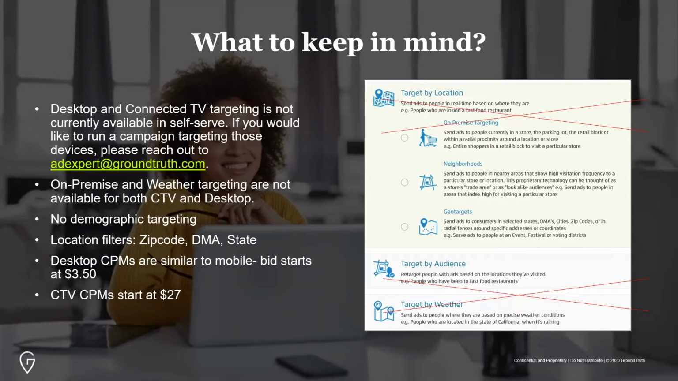On CTV and desktop, demographic targeting is not available. When it comes to location filters, as you know, with mobile, you can be as granular as address, lat long. However, with desktop and CTV, we are currently restricted to zip code, DMA, and state. When it comes to bidding, both of them bid on CPM. The desktop CPMs are similar to mobile. It starts at $350. And when it comes to CTV, the CPM starts at $27.